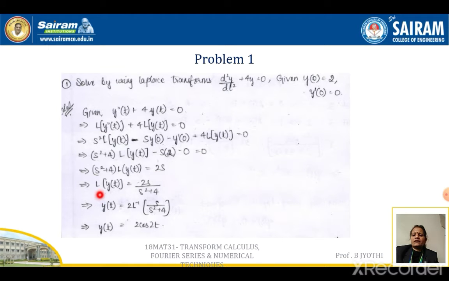Therefore, we get L of y of t is equal to 2s divided by s squared plus 4. So y of t is equal to 2L inverse of s divided by s square plus 4. Therefore, y of t will be 2 cos 2t.